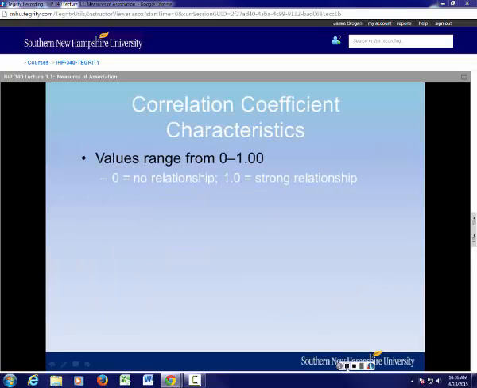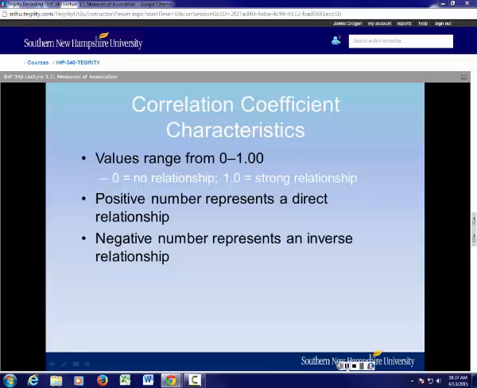So correlation coefficients, these lowercase r's, are numbers between 0 and 1. A 1.0 is a perfectly strong relationship. A 0 means there's no relationship. So the closer to 1, the stronger the relationship. However, these correlations can have positive and negative signs. The positive or negative sign doesn't say anything about the strength of the relationship. It just tells you what direction the relationship is in.